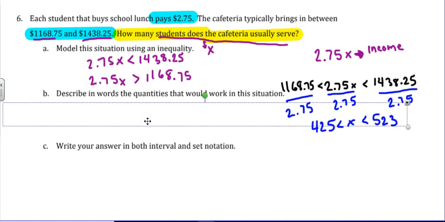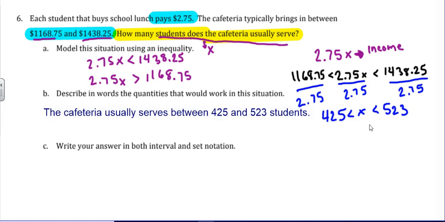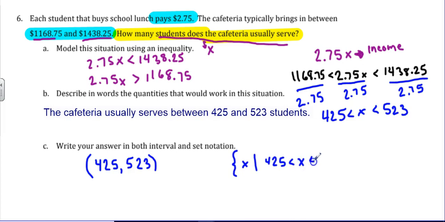So what does that mean in this situation? Since x represents the number of students the cafeteria usually serves, then the cafeteria usually serves between 425 and 523 students. So to write that in interval and set notation, let's start with interval notation. So we're between these two numbers, and I have a less than symbol and a greater than symbol, so I'm going to use parentheses. So I'll write 425, comma 523. And then to use set notation, 425 is less than x, which is less than 523. So the set of all x such that x is greater than 425 and less than 523.